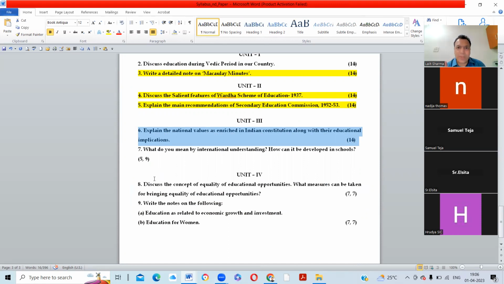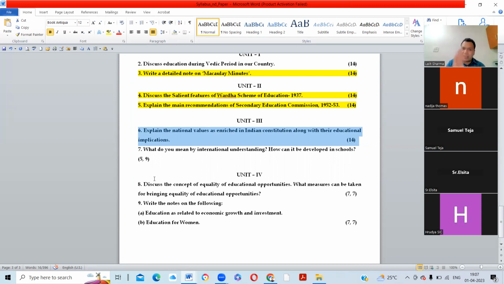So guys, whenever a question comes in this form, with educational implications, the chances definitely increase that it can repeat. Explain the national values as enriched in the Indian Constitution along with their educational implications, under Unit 3.